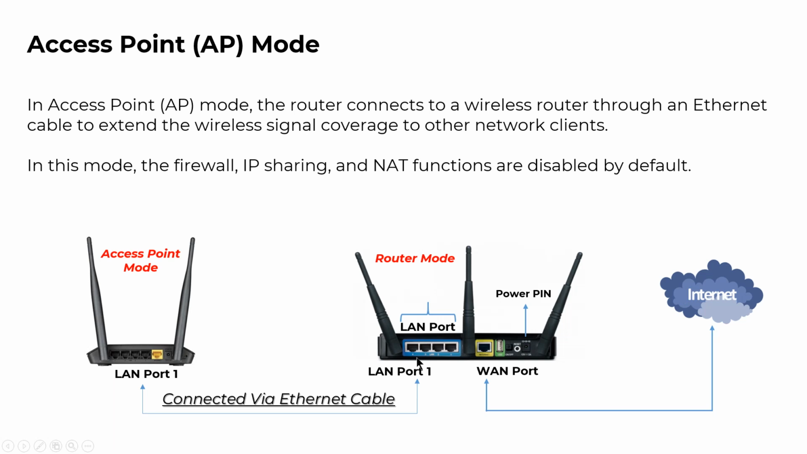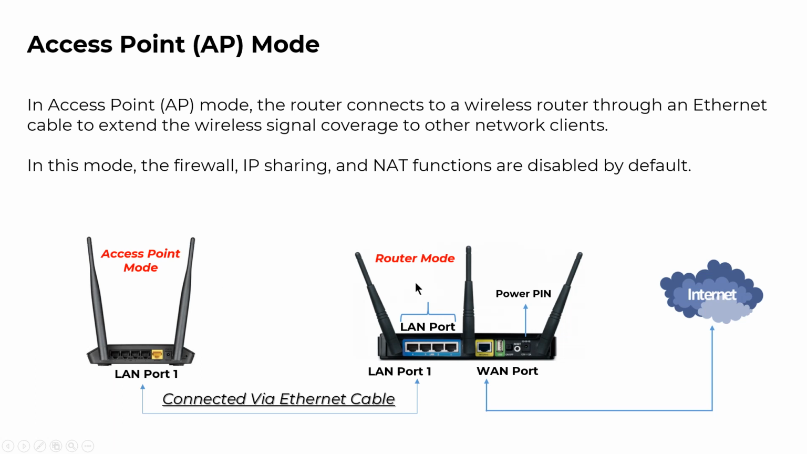You need one LAN cable, or you can say an Ethernet cable, from any of the LAN ports of the router mode device to the second wireless device's LAN port, not the WAN port. You have to connect LAN to LAN with one Ethernet cable. So in access point mode, the router connects to a wireless router through an Ethernet cable to extend the wireless signal coverage to other clients.